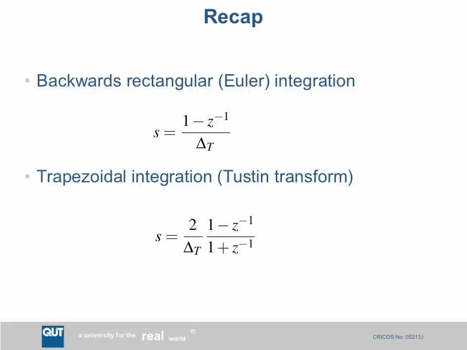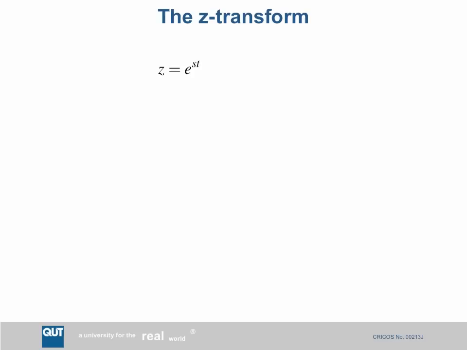Now, another way we can perform a transformation between the expressions represented with the Laplace variable s and the variable we just introduced, z, is to perform this transformation where we say z is equal to e to the sT. That's a pretty interesting expression. If we invert that, it says that z to the minus 1, this delay operator that we introduced a few moments ago, is equal to e to the minus sT.